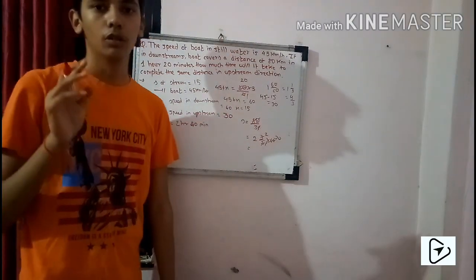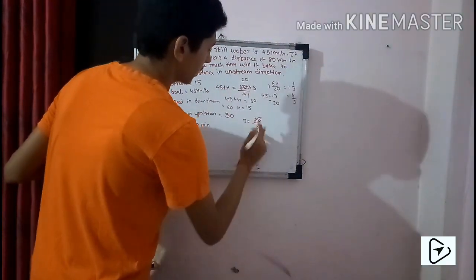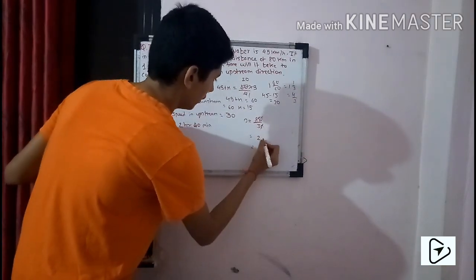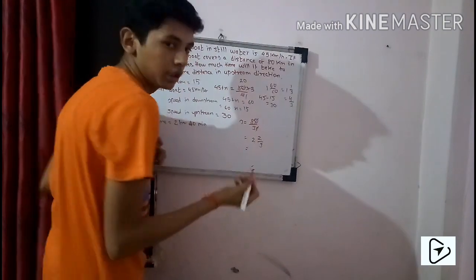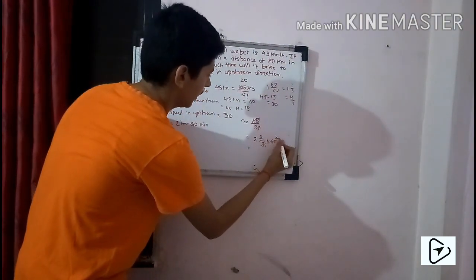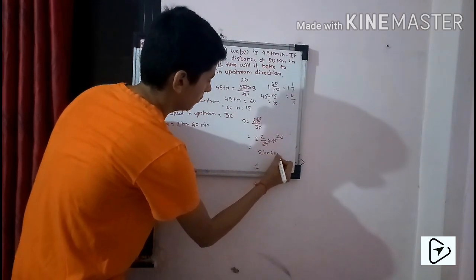If you want to solve it by the formula method, you can try that also. You can just take 80 by 30, that will come as 2 and 2 by 3, and we have to convert it into minutes. So multiplied by 60, 3 into 20, so 2 hours 40 minutes.